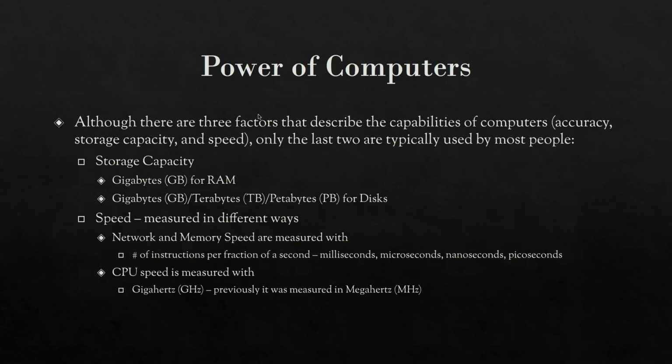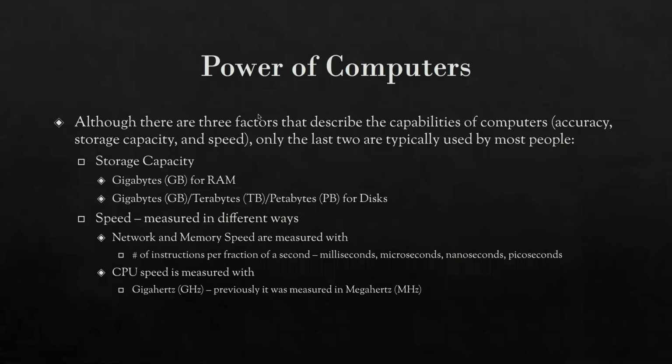And so storage capacity, when we're talking about RAM, we're still talking about gigabytes. Okay? When we talk about disks, however, whether they're a hard disk or a SSD, we talk about gigabytes, terabytes, and petabytes. Okay? Speed, we measure in different ways.